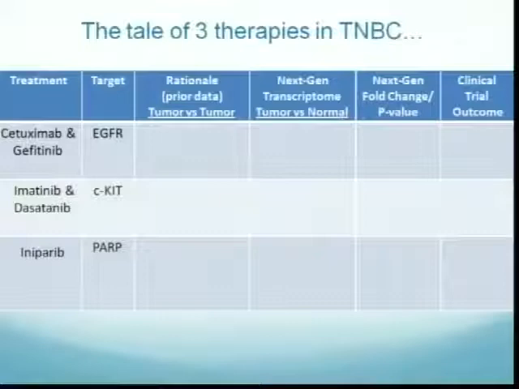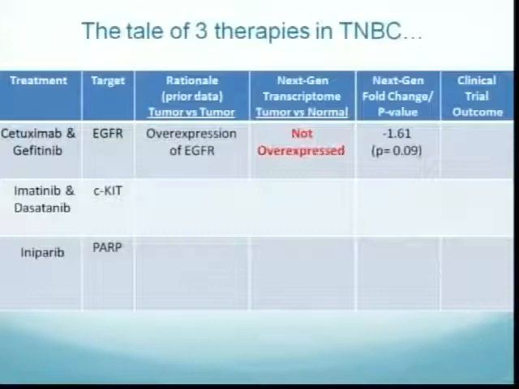Okay? So the first drugs here are cetuximab, which is made by ImClone, and gefitinib. Cetuximab is an antibody against EGFR. Gefitinib is a small molecule. We looked at previous tumor versus tumor data. EGFR was overexpressed in triple negative breast cancer compared to other breast cancers. We were shocked to see when we did our studies that we did not find EGFR to be overexpressed compared to normal. Actually, the fold changes were very similar, p-value not significant, and now three clinical trials, all negative.